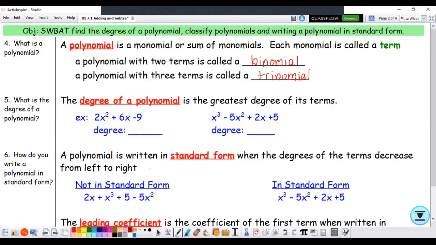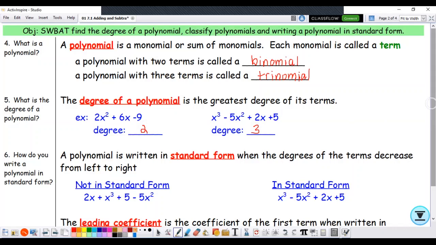The degree of a polynomial is the greatest degree of its terms. In other words, it's the greatest exponent of any of its terms. So for example, we have the polynomial 2x squared plus 6x minus 9. The largest exponent in this polynomial is 2. Therefore, the degree of that polynomial is 2. Even though this one has more than 3 terms, it's still a polynomial. We just don't have a specific name for it, so we just call it a polynomial. Its largest exponent is 3, so its degree is 3.